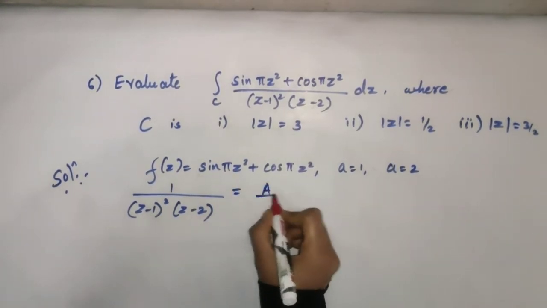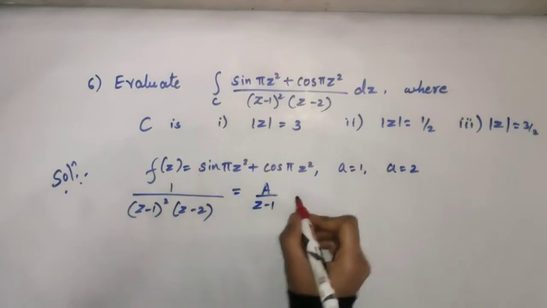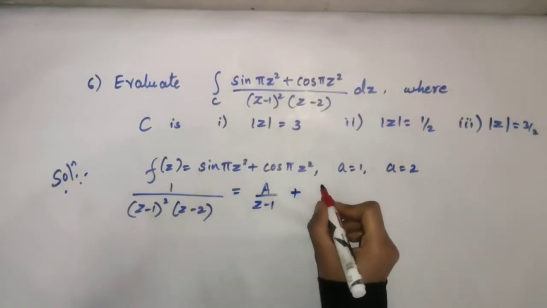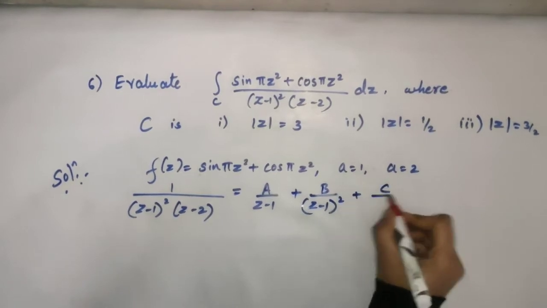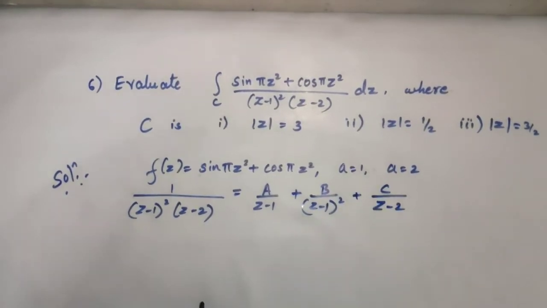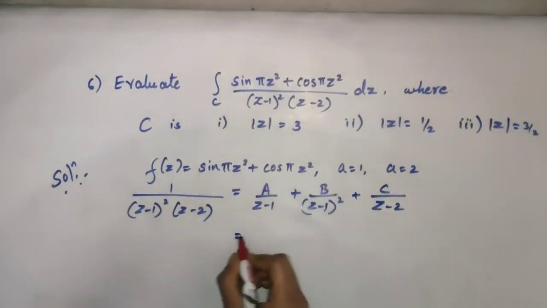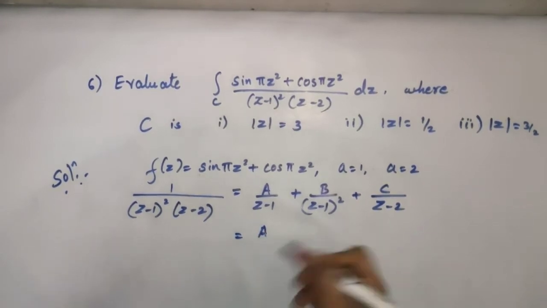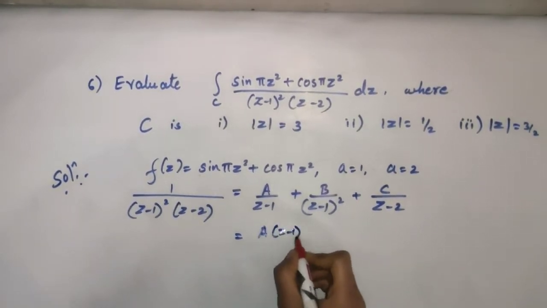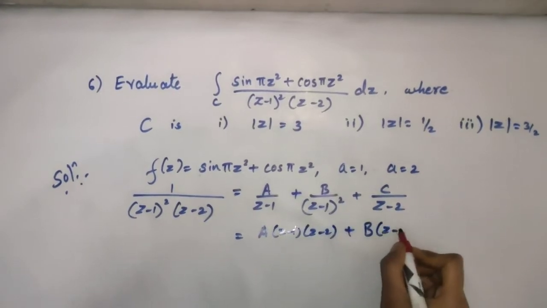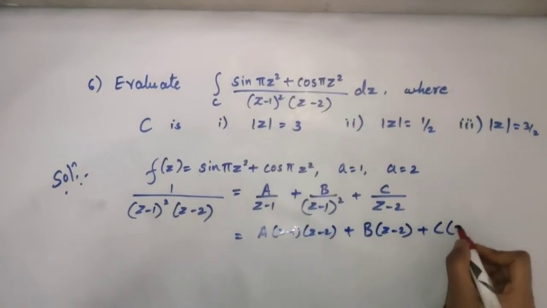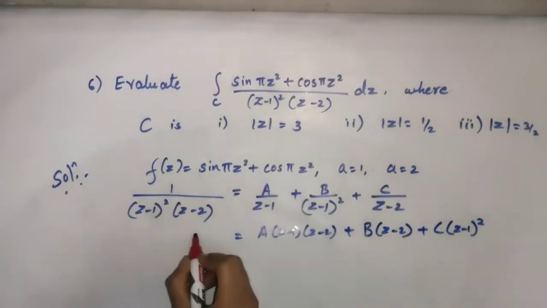So it will be a divided by z minus 1, plus b divided by z minus 1 whole square, plus c divided by z minus 2. It will be something like this. Now let us further simplify it. If you solve it, it will be a into z minus 1 into z minus 2, plus b into z minus 2, plus c into z minus 1 square, that equals 1.